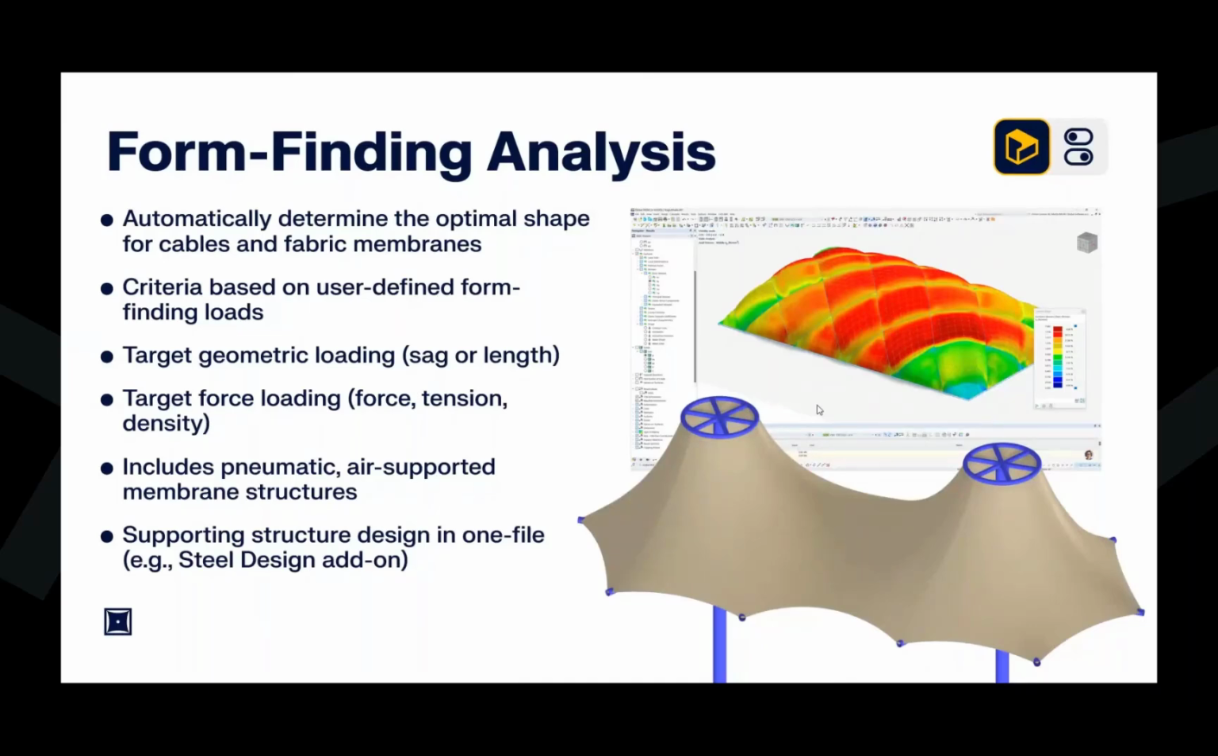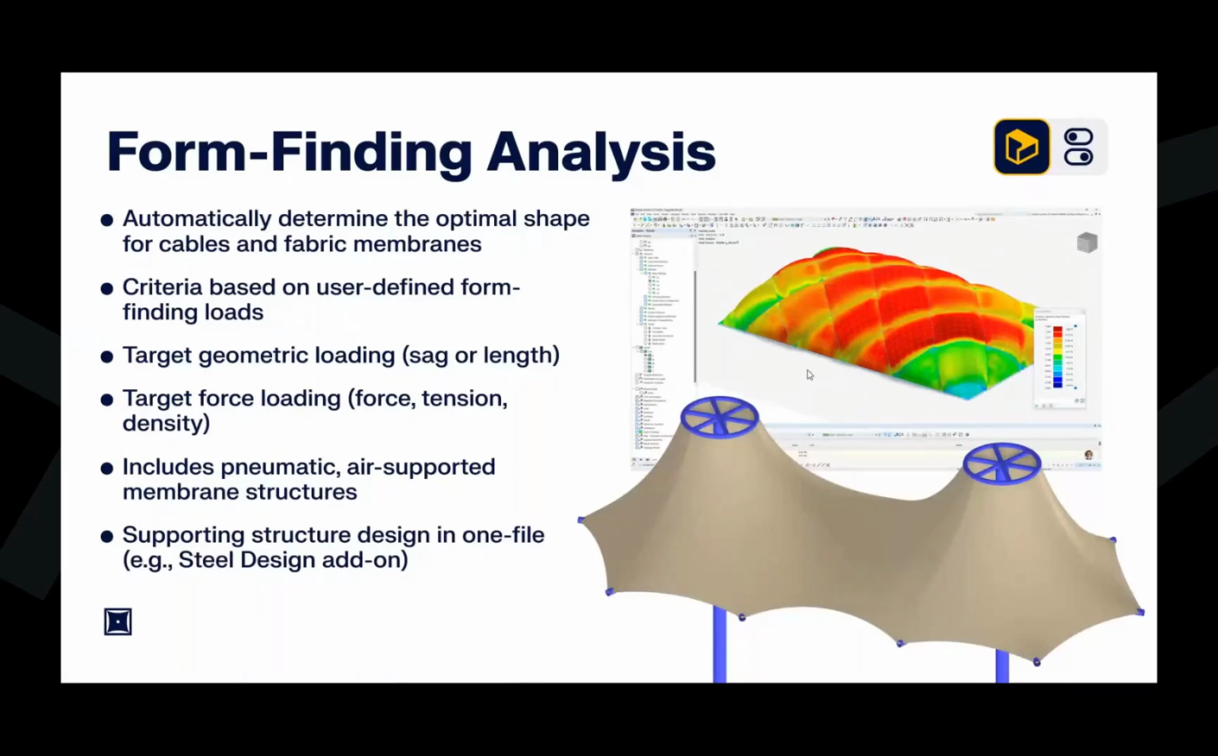Now, when we activate this add-on, we have a few different loads available to us specific to the form finding process. So you as a user would go into either these cables or these fabric membranes and set the target geometric loading, such as a target sag or a target length. You can also alternatively specify the target force loading, such as the pre-stress force or the tension or the force density. So both of those are possible with those elements. Now, not only can we do fabric tensile structures, but also pneumatic air-supported membrane structures, such as you see over here on the right-hand side, are also possible with this add-on.